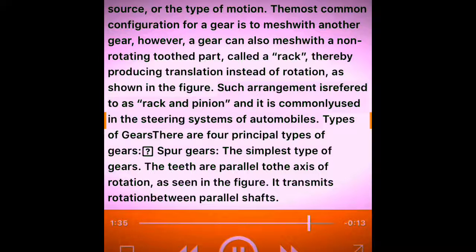Types of gears. There are four principal types of gears. Spur gears, the simplest type of gears. The teeth are parallel to the axis of rotation, as seen in the figure. It transmits rotation between parallel shafts.